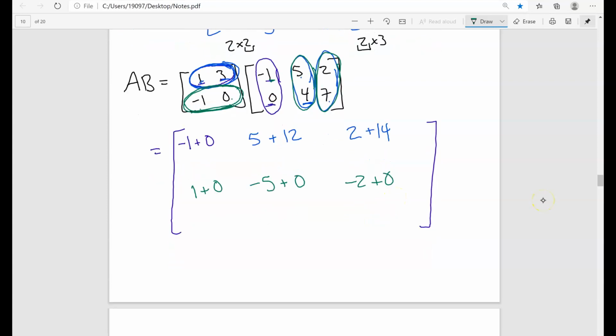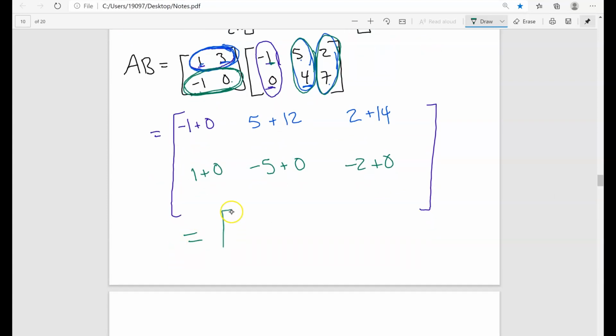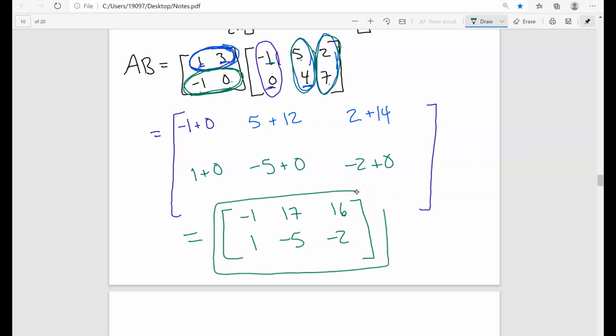And all we're going to do now is just add the numbers together. So this is negative 1, that's 17, that's 16. That's going to be 1, negative 5, and negative 2. So this is going to be my solution. So a little tedious. You're doing the dot product. You're taking the vectors and basically multiplying them together. Notice that the output is a 2 by 3 matrix.